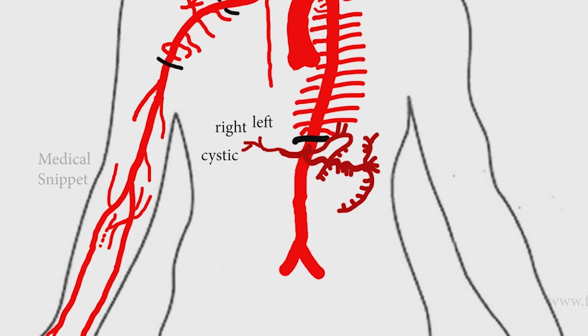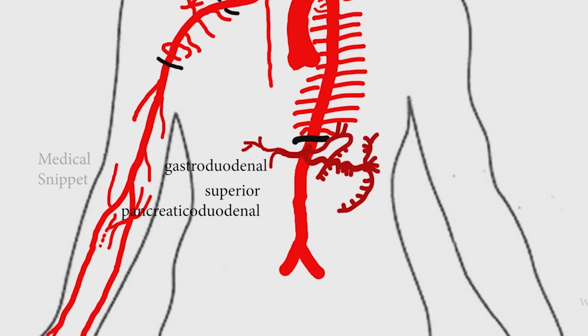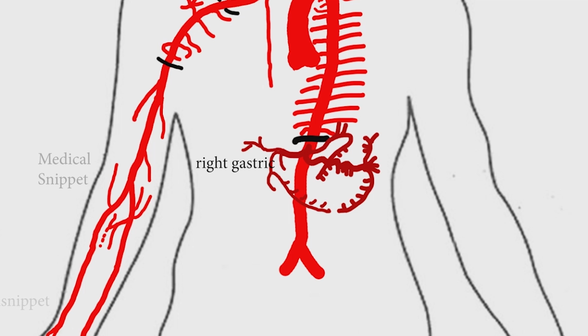Right hepatic artery gives cystic artery. Gastroduodenal artery divides into superior pancreatico-duodenal artery and right gastroepiploic artery. Right gastric artery runs along the lesser curvature of the stomach.